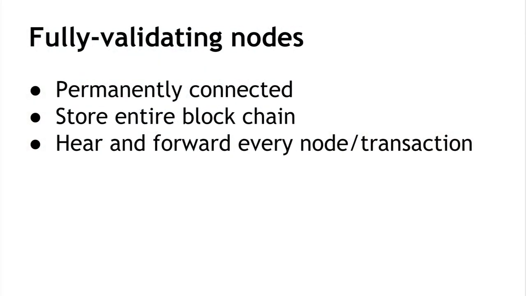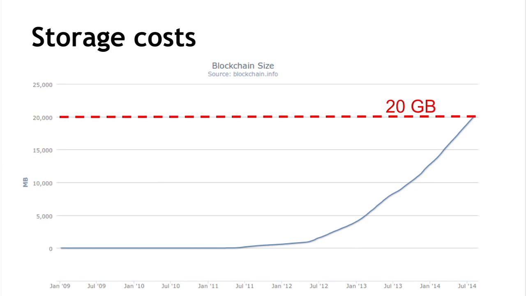So to be a fully validating node, you want to stay permanently connected so that you hear about all data. The longer you're offline, the more catch-up you're going to have to do to hear about all the transactions you missed. And you're going to have to store the entire blockchain. You'll also need a pretty active network connection so that you can hear every new transaction and forward it to your peers. So you can see the growth over time here. And currently it takes about 20 gigabytes to store the entire blockchain, which isn't too bad. If you have a few years old PC with an active network connection, you have what it takes to be a fully validating node. Although you basically need to dedicate that machine to doing that and not much else.